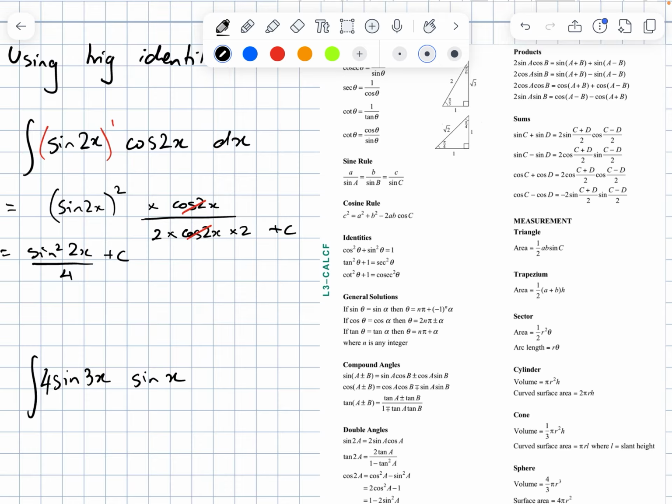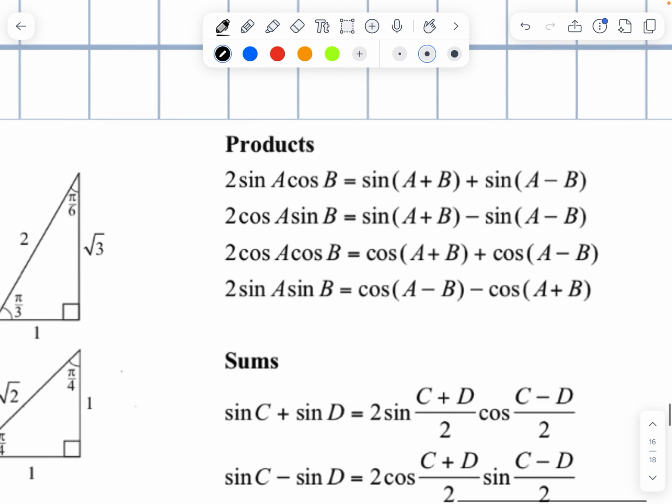We've got two different angles going on here, so we need to look in our formula sheet to find something which allows for two different angles. And that will be in our product section. We've got four different products. They all work in a similar way. And we want to look for one that has a sine A and sine B, where A and B are different angles. That is here. So I'm just going to rewrite that formula out.